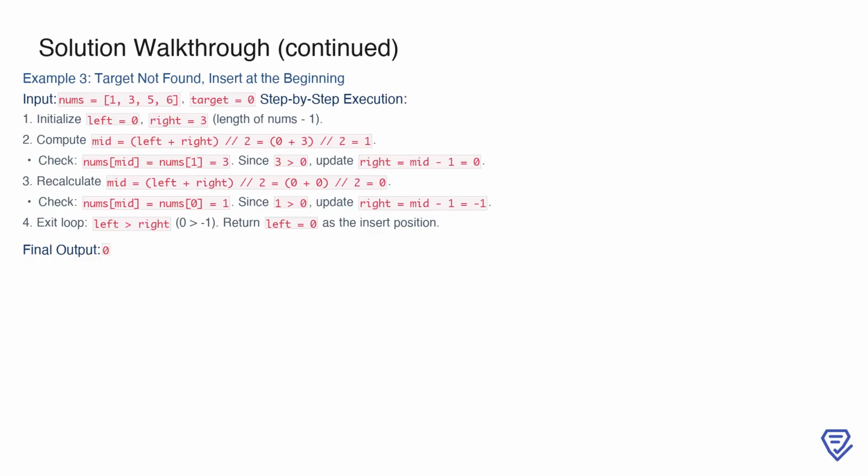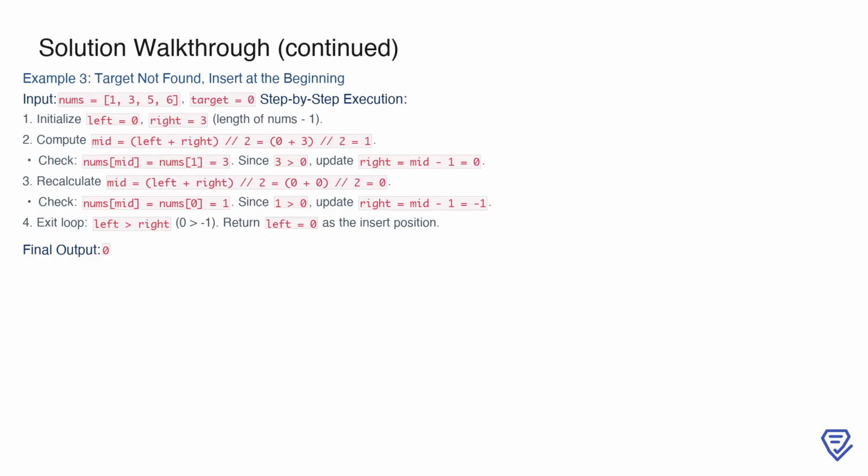Here, we explore another scenario where the target is not in the array, but this time it needs to be inserted at the beginning. Given nums = [1, 3, 5, 6] and target = 0, we start with left at 0 and right at 3. Calculating the midpoint, we get (0 + 3) // 2 = 1, so mid is 1. Checking nums[1], we find it equals 3, which is greater than the target 0. To adjust the search range, we move the right pointer to mid - 1, updating it to 0.